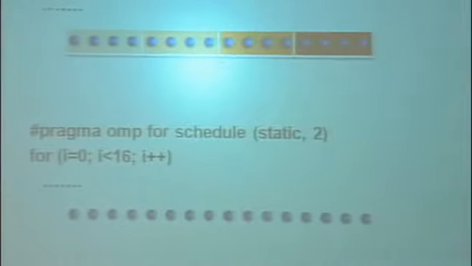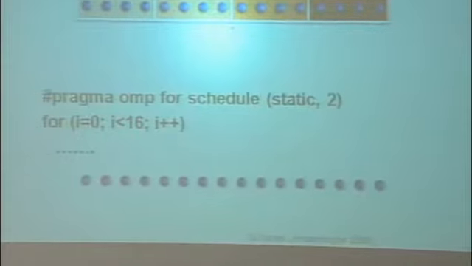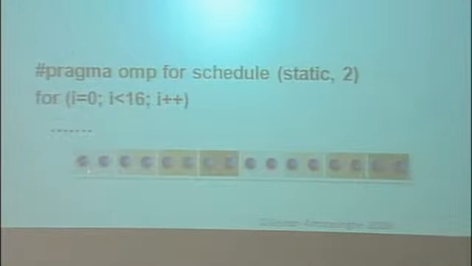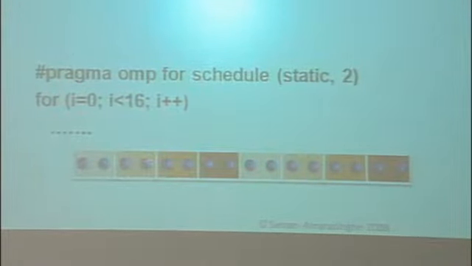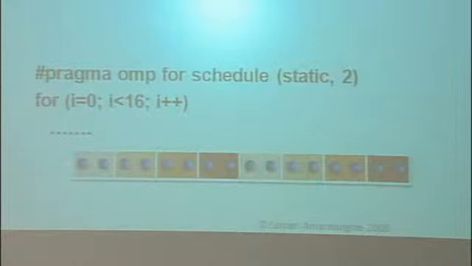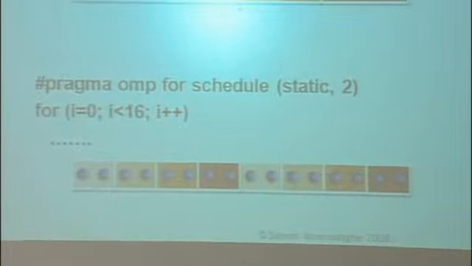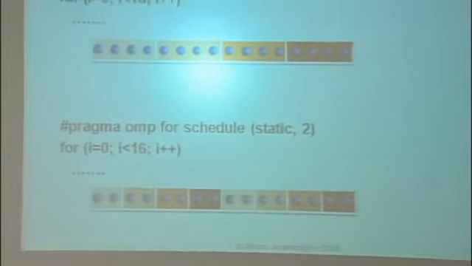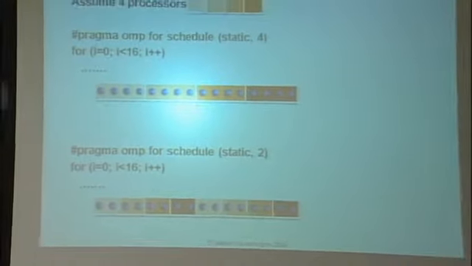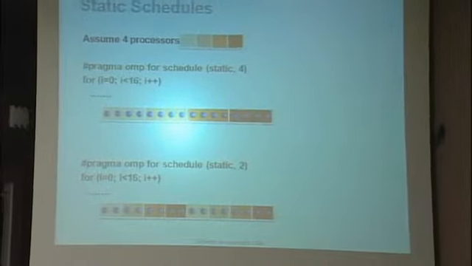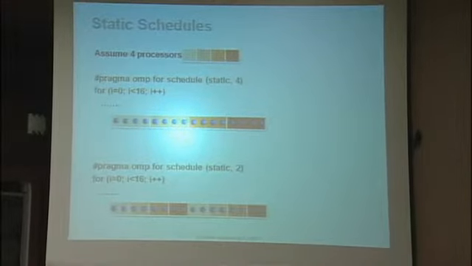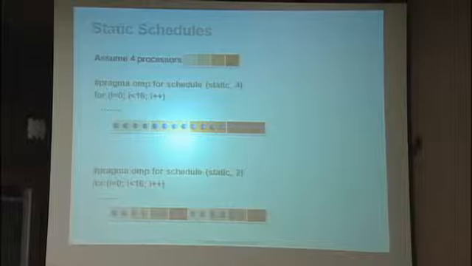So instead of doing static 4, if you do static 2, you're assigning chunks of size 2. What it will do is assign chunks of size 2 to the 4 cores, and then if you're not done, you start again with core 0 and assign chunks of size 2. This is called a block cyclic schedule. And if you do a chunk of size 1, it's called a cyclic schedule. You go in cycles, just assigning iterations to cores. Okay, so far so good?